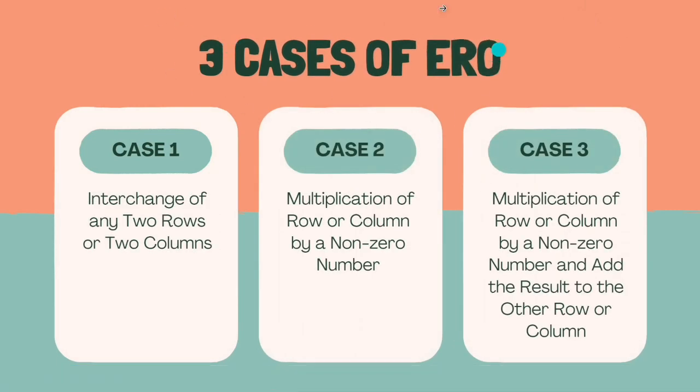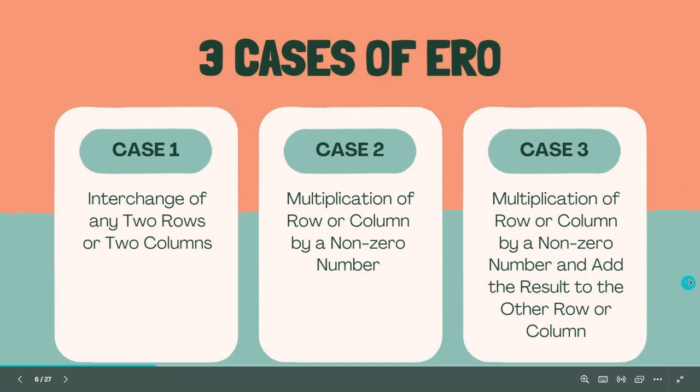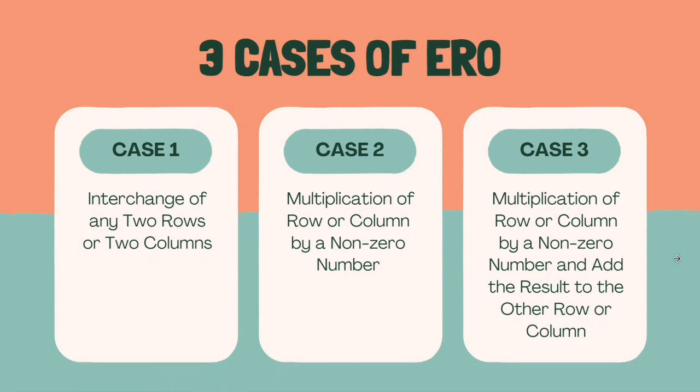Okay, there are three cases of ERO. Case 1 is interchange of any two rows or two columns. Case 2 is multiplication of a row or column by a non-zero number. And case 3 is multiplication of a row or column by a non-zero number and adding the result to the other row or column. Okay, let's see some examples of all three cases.